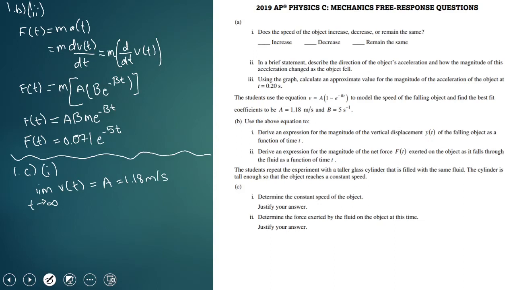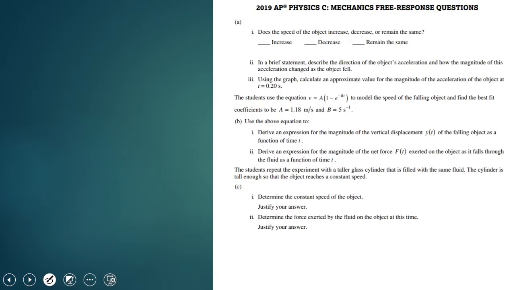If we look at the next question, I'll switch the slide. Okay, so this one says determine the force exerted by the fluid on the object at this time. So by this time, what they mean is when it reaches a constant speed. And so this one is a little bit tricky, because you have to think about what forces necessarily are being acted upon and what our initial force expression represents. So I'll give you guys a moment to think about that, and then I will move on to solve.